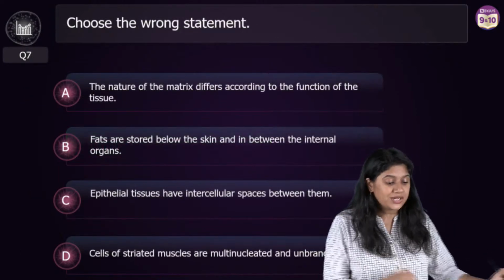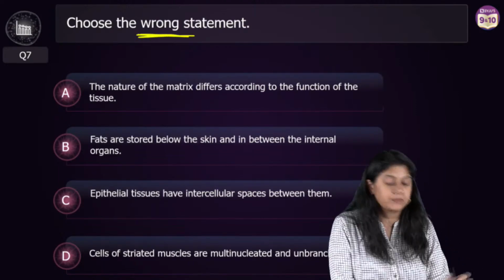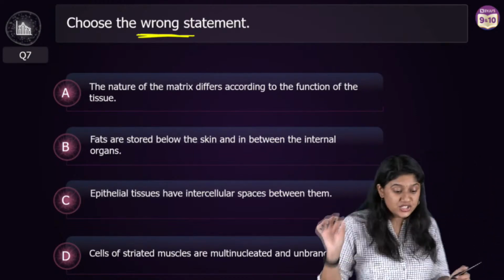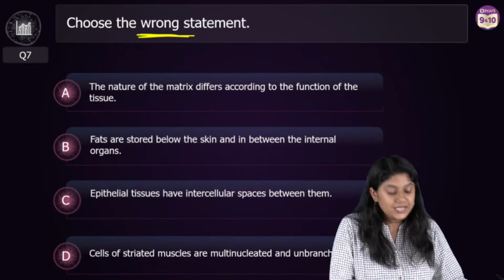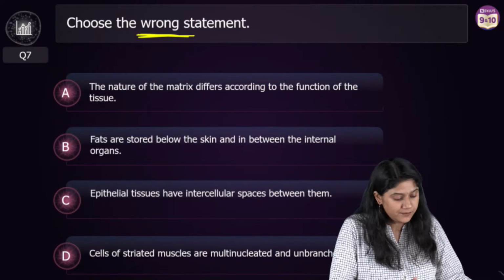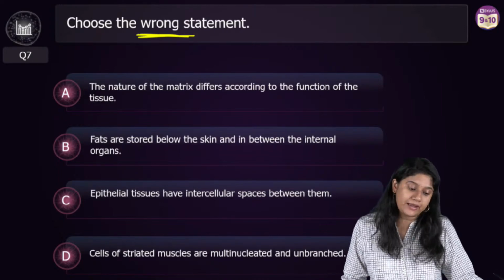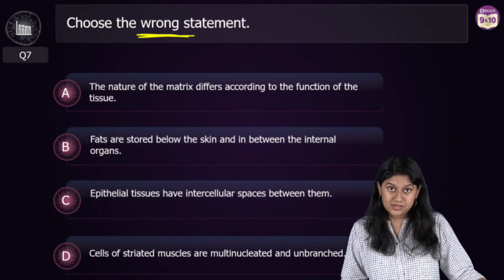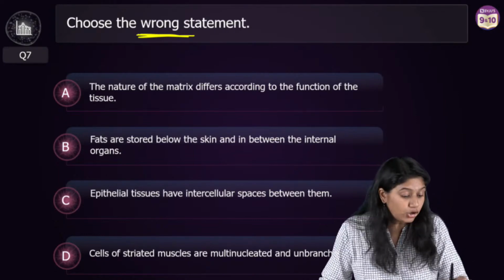Okay. Moving to question number 7. Again, read the question carefully, everyone. You have to choose the wrong statement. The nature of the matrix differs according to the function of the tissue. Fats are stored below the skin and in between the internal organs. Epithelial tissues have intercellular spaces between them. Or the cells of the striated muscles or the skeletal muscles are multinucleated and unbranched. You have to pick the wrong statement.